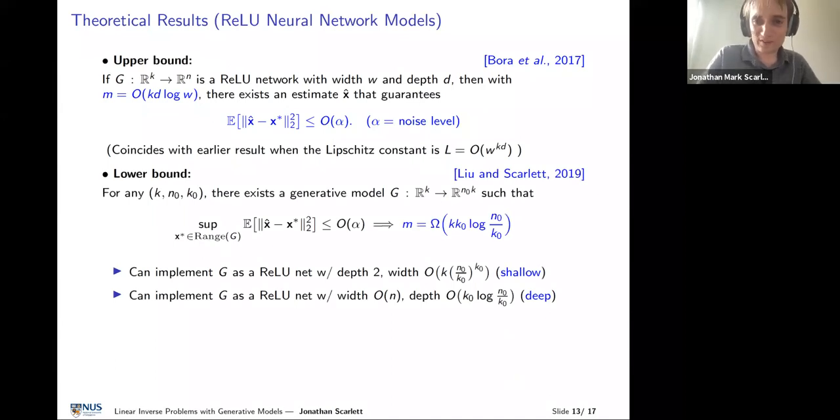Our lower bound was a bit more of a mouthful, and might be a bit less easy to grasp immediately. But basically we gave a lower bound dependent on some generic parameters, which we called N0 and K0, some sort of auxiliary parameters. And we showed that given such parameters, we can construct a generative model such that the number of measurements must be at least this lower bound, K times K0 times the log term.